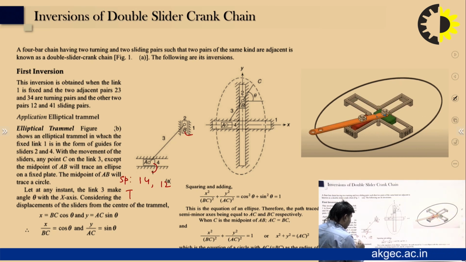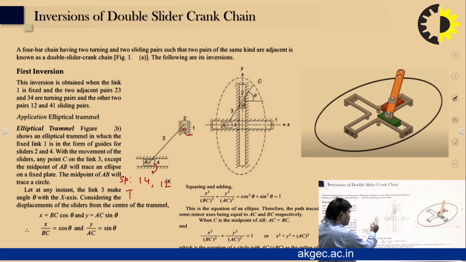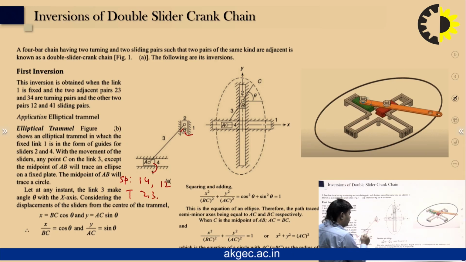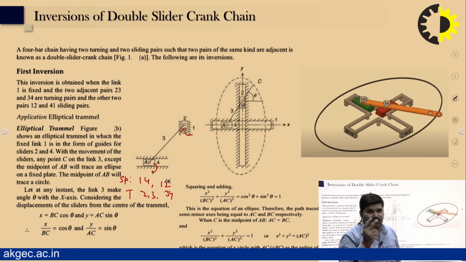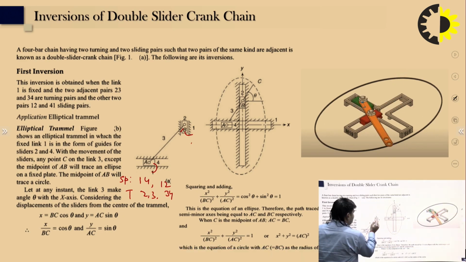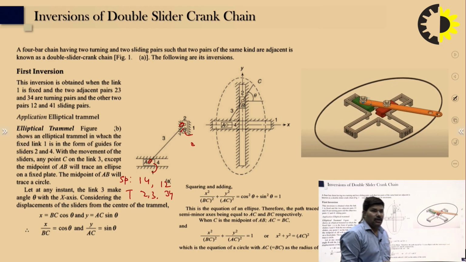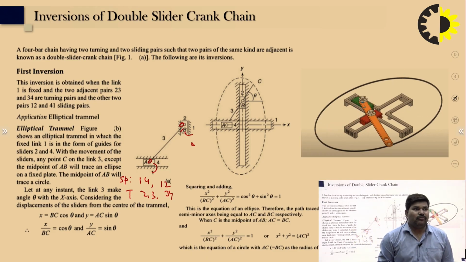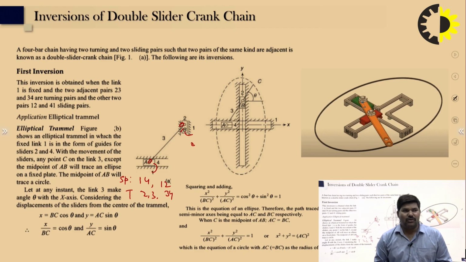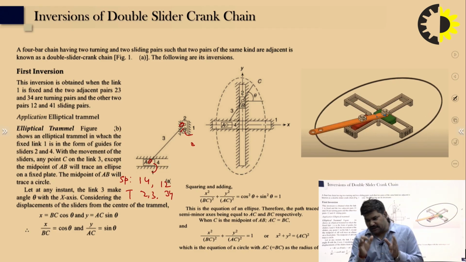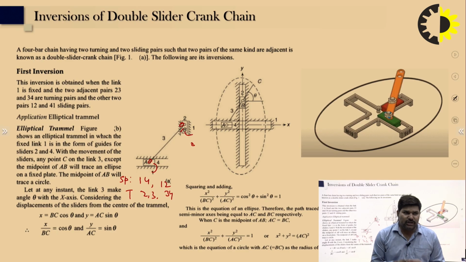Turning pair: 2 is connected to 3, and 3 is connected to 4. So, 2-3 and 3-4 are turning pairs. Point A and point B are the turning pairs. This double slider mechanism is obtained when link 1 is fixed, the two adjacent pairs 2-3 and 3-4 are turning pairs, and the other two, 1-2 and 4-1, are sliding pairs. The application of this type is the elliptical trammel.